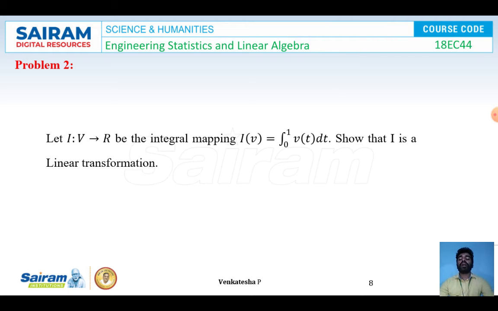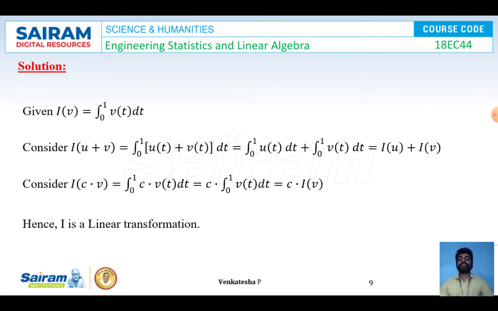Problem number 2. Let I from V to R be an integral mapping. They have given that I of v is equal to the integral from 0 to 1 of v of t dt. Show that I is a linear transformation.